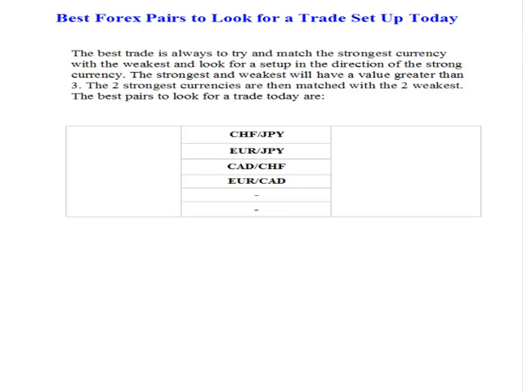In order to choose the pairs that have the highest probability of being successful, we match the 2 strongest with the 2 weakest currencies. These pairs must also have a green ADX. Today we've come up with 4 pairs for potential trades.